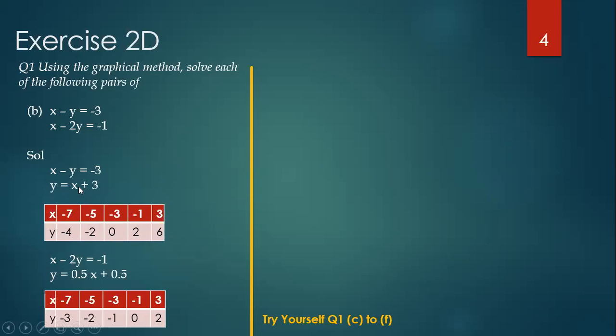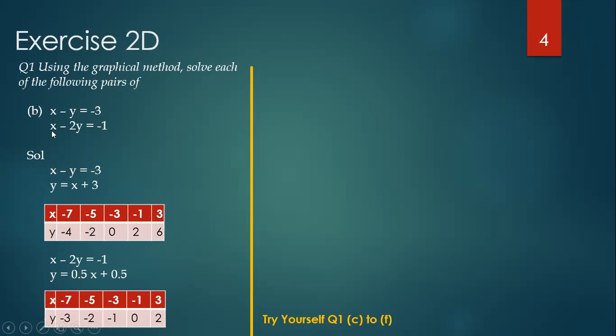So if I replace x with -7, I'll get -7 plus 3, which is -4. Substituting x with -5, we'll get y as -2. Substituting x with -3, you'll get y as 0. Substituting x with -1, you'll get y as 2. And substituting x with 3, you'll get y as 6.